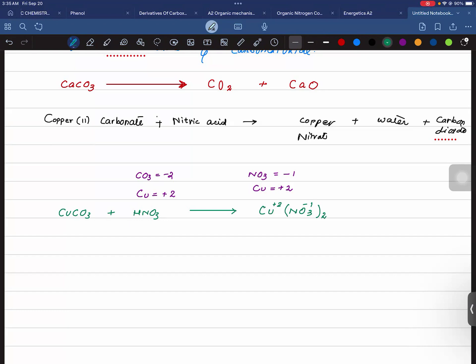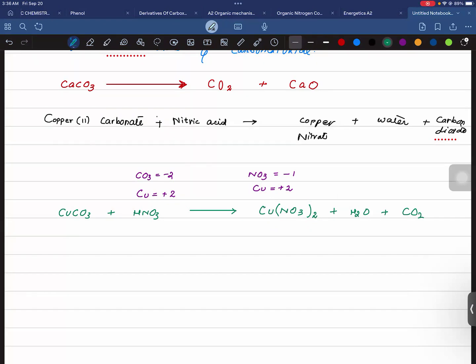It should be NO3 with a charge of 1. I'm not supposed to write down 1. So that's why the formula for copper nitrate is CuNO3 taken twice. And then I have water, which is H2O, and this is carbon dioxide, that is CO2. So this is the formula equation from the word equation. Are you getting my point?